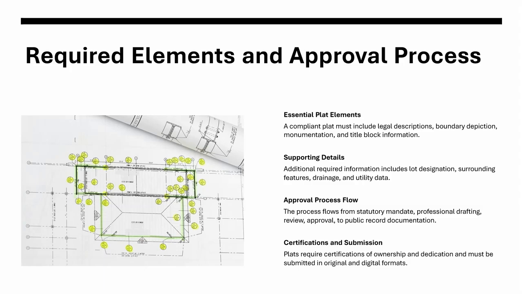Our title block information, including subdivision names, sheet numbering, surveyor, developer, owner information, dates that are relevant, scales, north arrows, and vicinity maps. We have lot and block designations, areas of each lot, total acreage, number of lots, and reserve or easement areas. Surrounding features, showing adjacent roads, easements, subdivisions, watercourses, pipelines, and recording information. And then drainage and utility information, including drainage, easements, setbacks, and floodplain boundaries drawn in accordance with county-specific requirements.